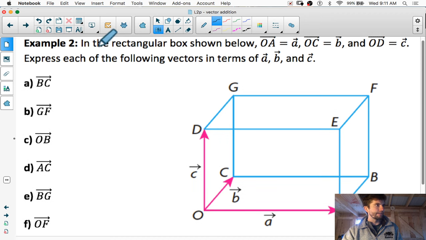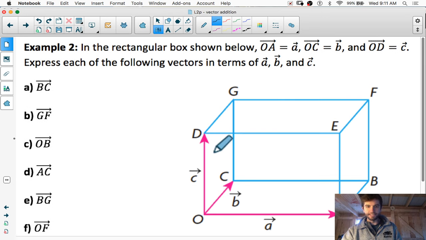All right, let's try example 2. So here's a rectangular box, so you have to know some properties of rectangular prisms for this, right? So you have to know that side OA and side CB are going to be parallel and equal in length, and so on. So in this diagram, I've named 3 of the vectors. So this vector from O to A, I've named vector A. From O to C, I've named vector B. And from O to D, I've named vector C. It says express each of the following vectors in terms of those 3 vectors.